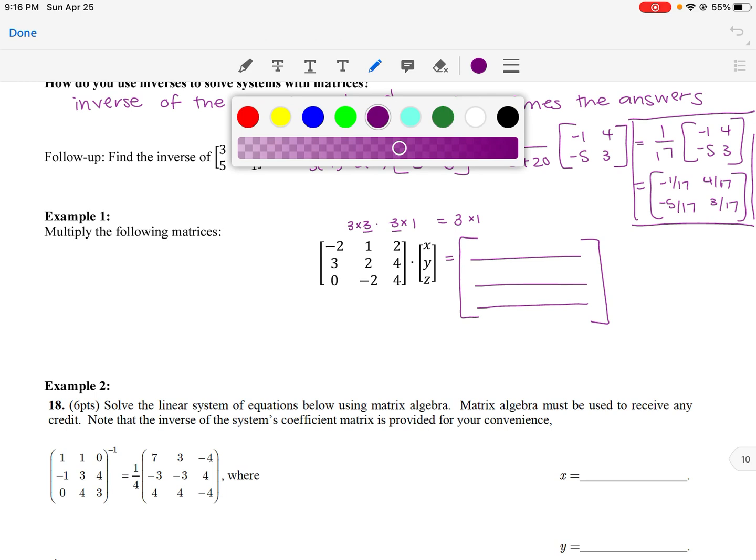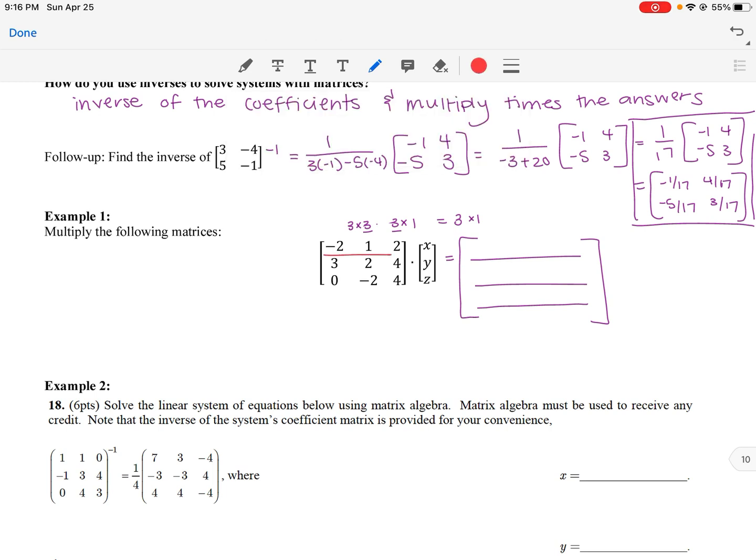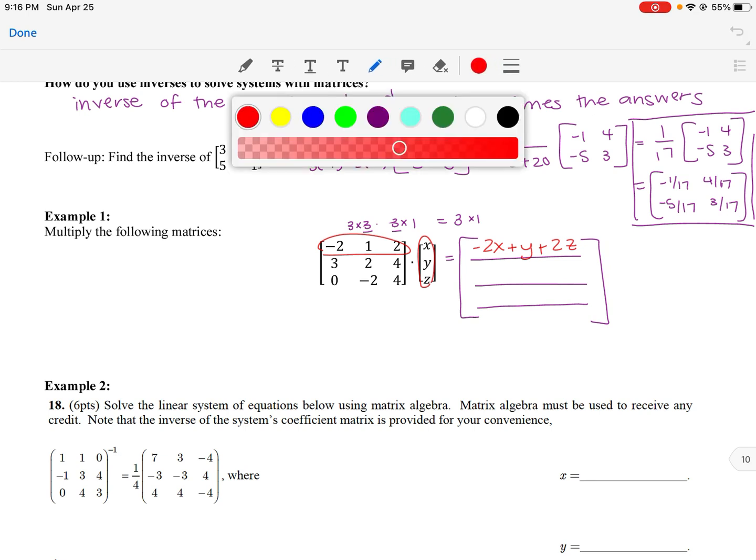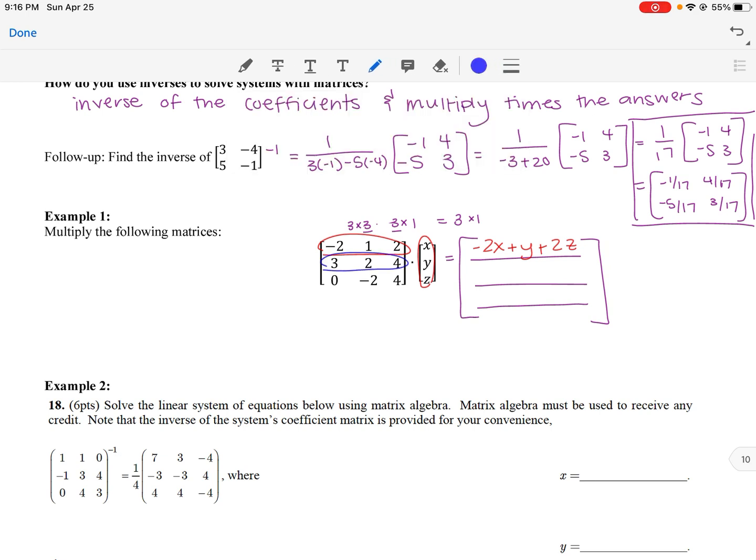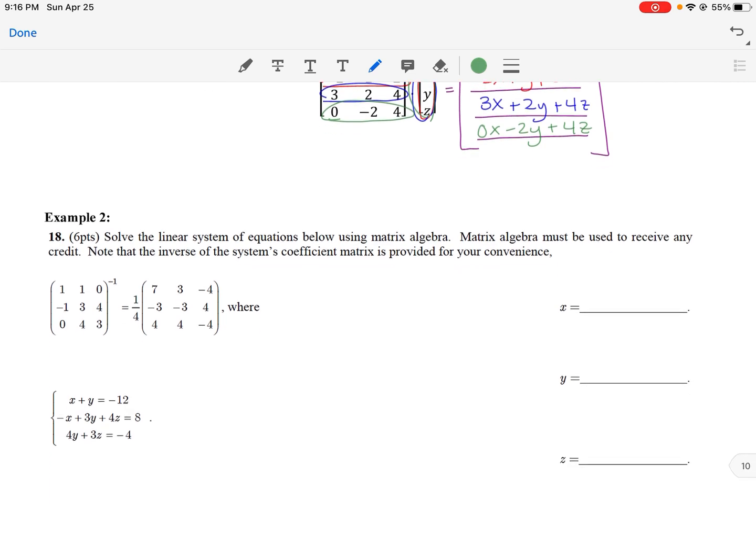Okay, so think about, and if you need to rearrange it, you can, row times column. So this is negative 2x plus y plus 2z. And then for the second one, we're now in the second row. We're still multiplied times this first column. So 3x plus 2y plus 4z. Last but not least here, row times column. 0x minus 2y plus 4z. You wouldn't have to write in that 0x, but you sure can.